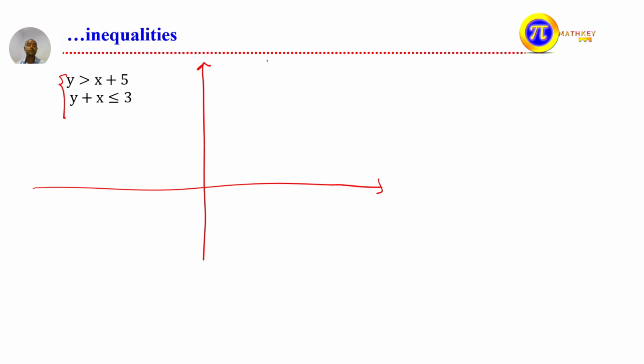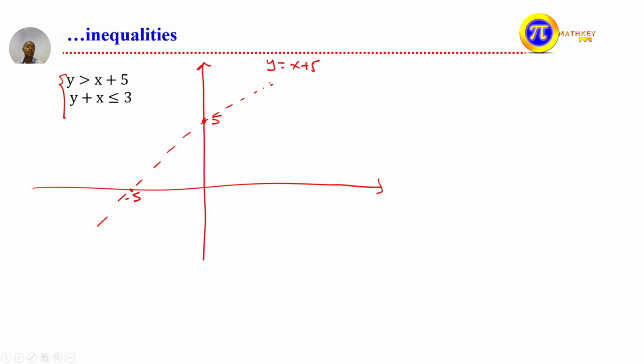As we did before, this means you make it equal. This is y equals x plus 5. After that, find the x and y intercepts. When x is 0, the value of y is what? That is 5. When y is 0, the value of x is what? This is negative 5. So, since it is greater than, we use what? The broken line.